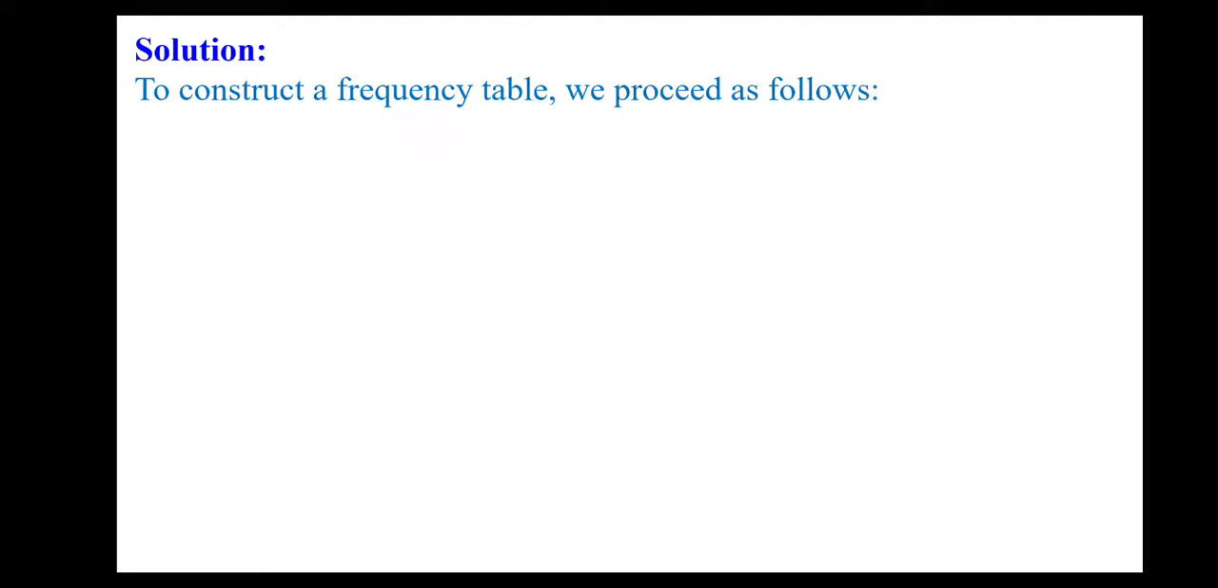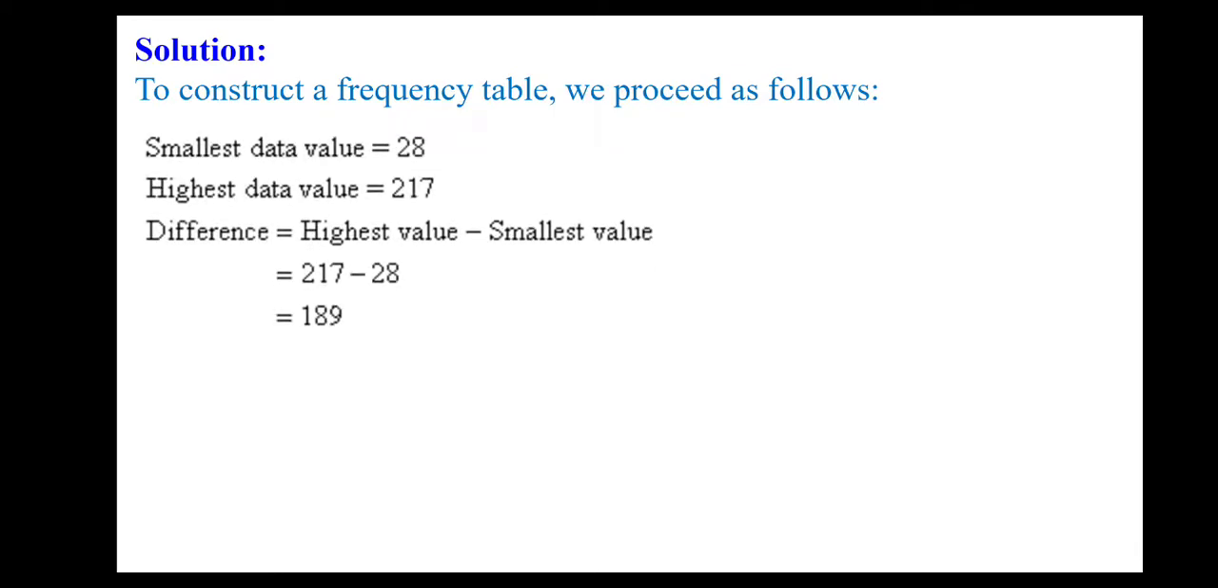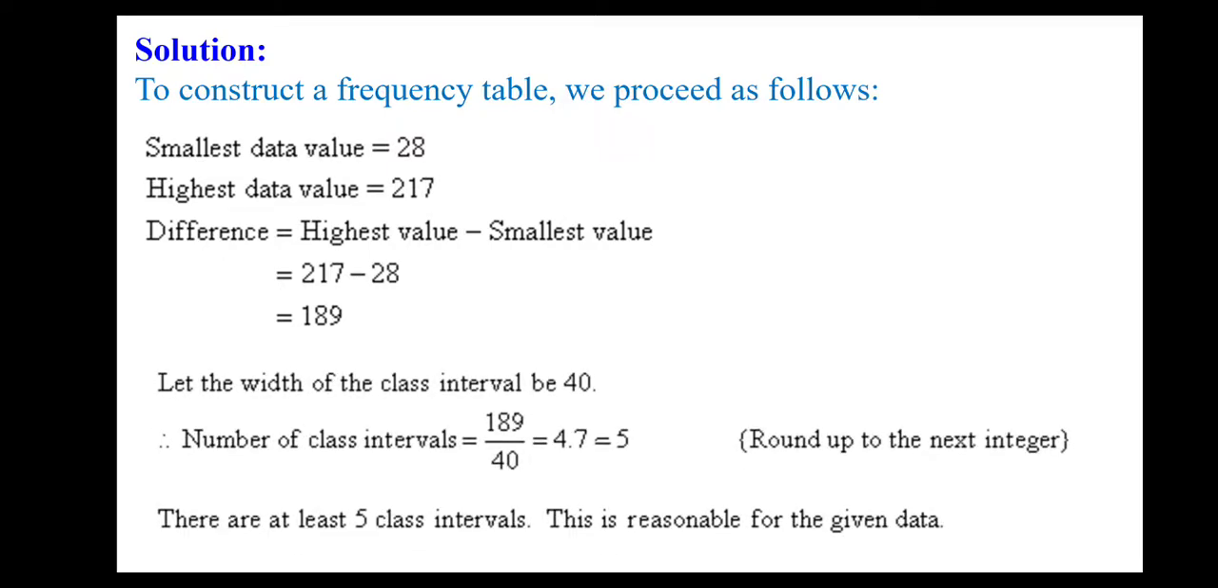First, step 1, step 2, step 3 we will follow. Here also it is the same. To construct the frequency distribution table, we proceed as follows. The smallest value in the given set of data is 28 and the highest value is 211. The difference, highest value minus smallest value, is 183. If you divide it by 10, you will get 18.9.